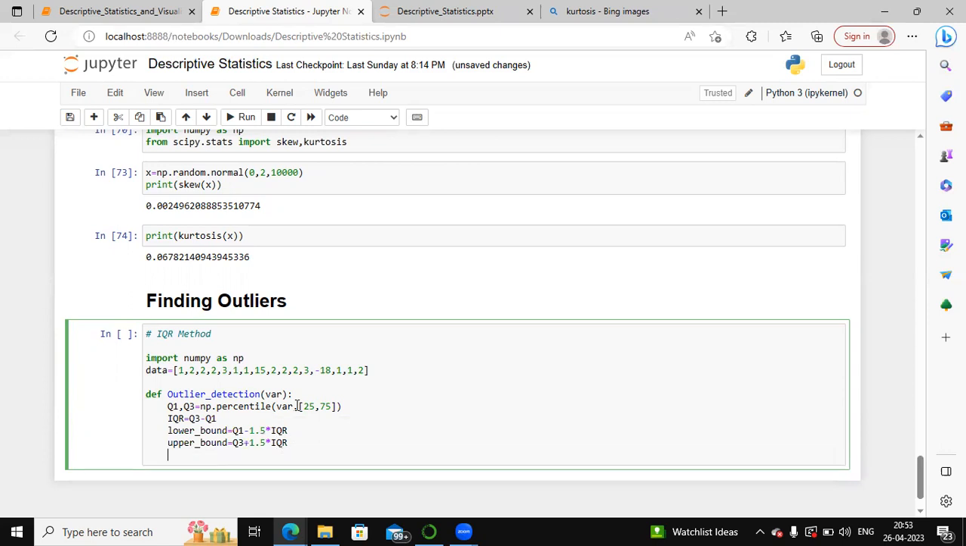Okay, so now what do we want to do? We want to detect the outliers, right? So output is equal to, we will take variable for variable in variable, if, what's the condition we have to give?